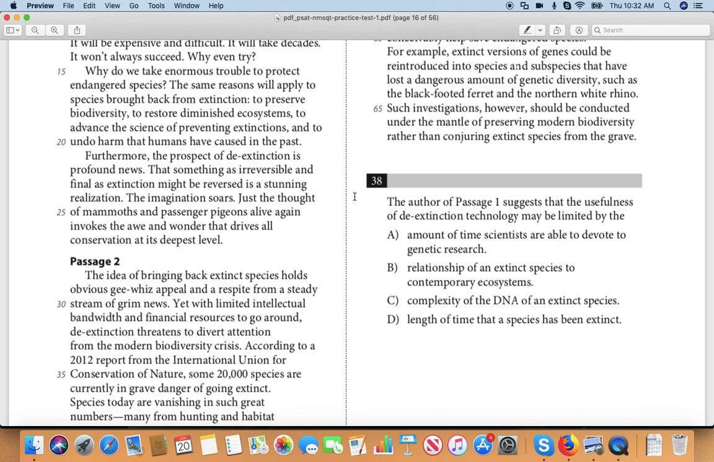Okay, so you're going to read the whole sentence. The last sentence of the passage. Yeah, read the whole sentence, please. Okay. The imagination soars. Oh, wait, whoops. That's what you're good. Yeah. Just the thought of mammoths and passenger pigeons alive again invokes the awe and wonder that drives all conservation at its deepest level. Yeah, but I want you to plug in the answer choice.